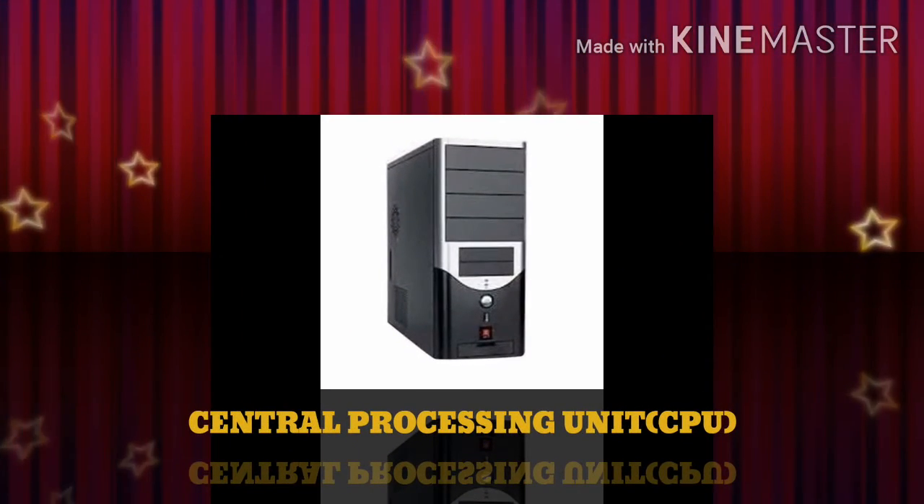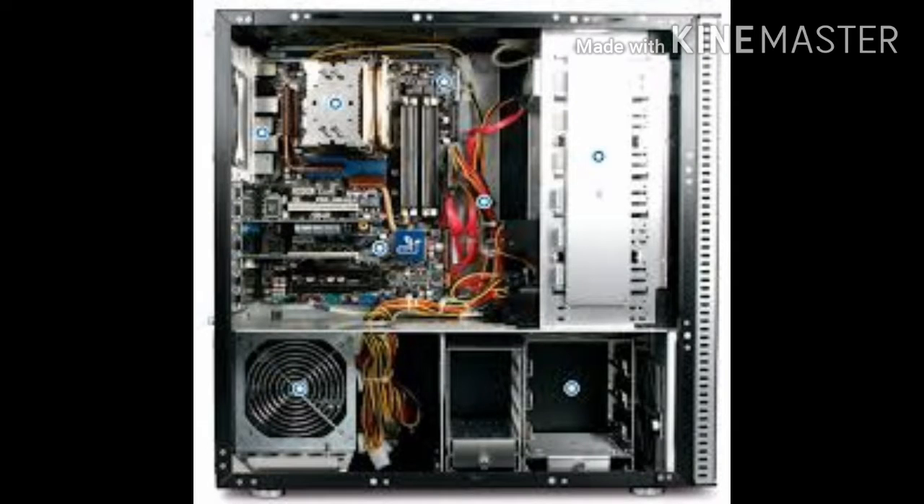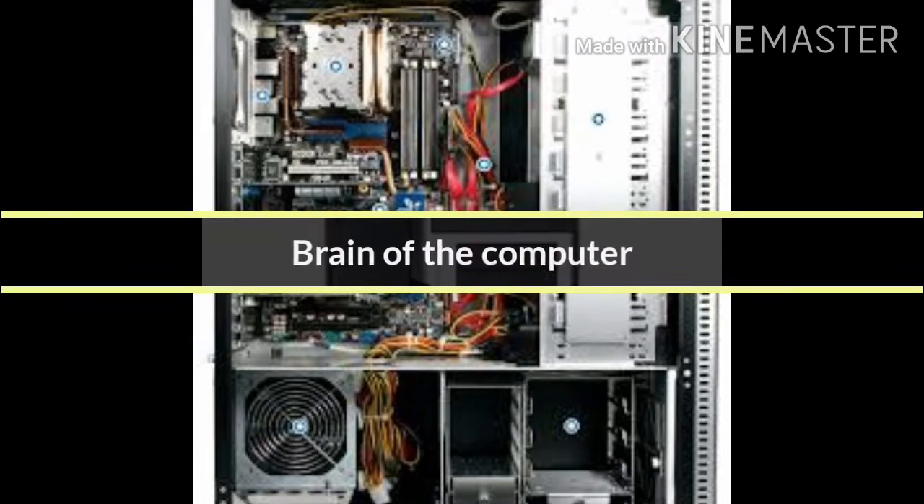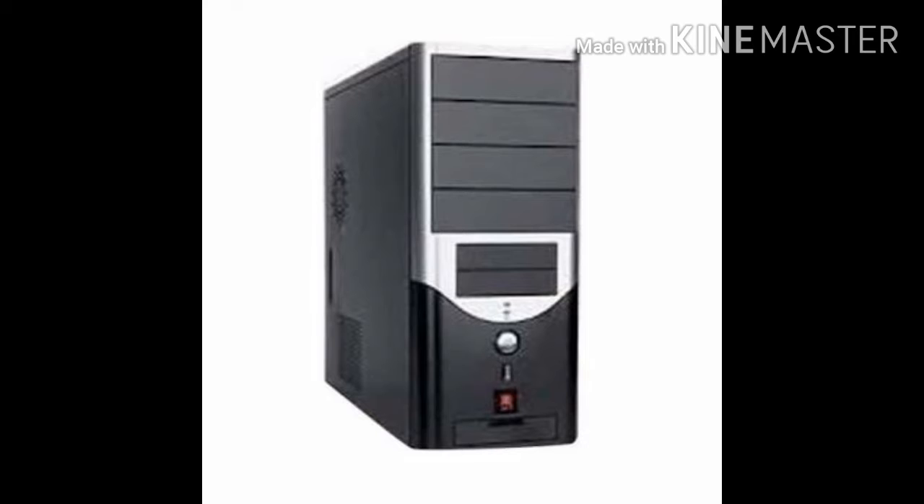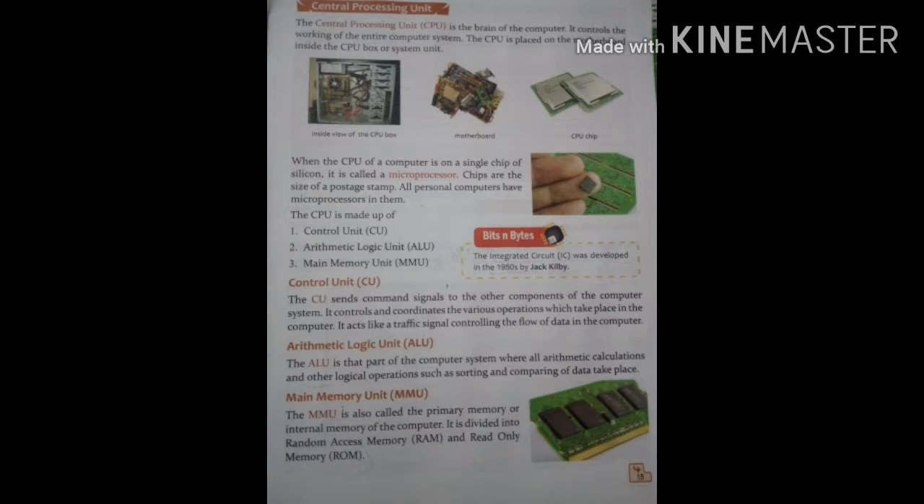CPU, Central Processing Unit. The Central Processing Unit is the brain of the computer. Many other parts of the computer are connected via cables. The actual work of the computer is done in the CPU. That is why the CPU, that is Central Processing Unit, is the brain of the computer.